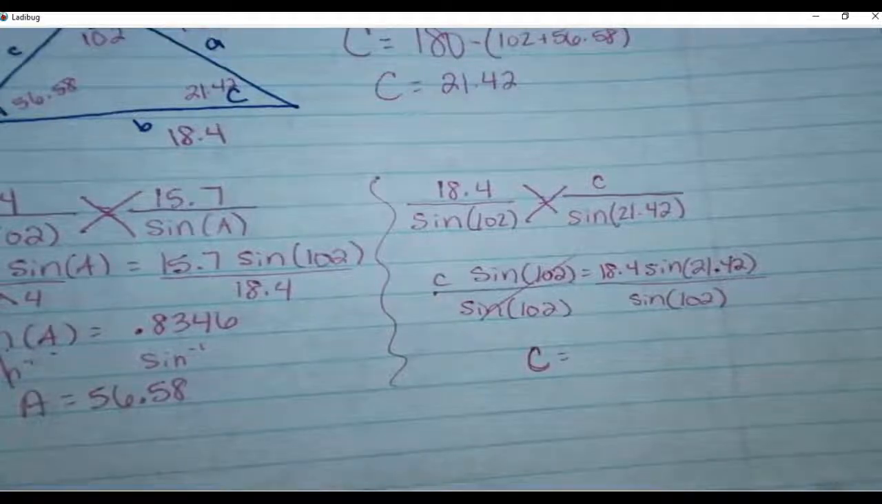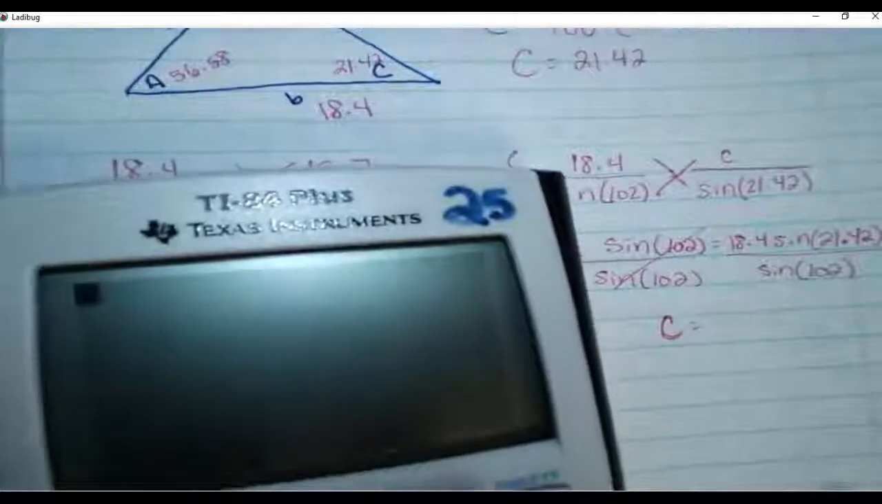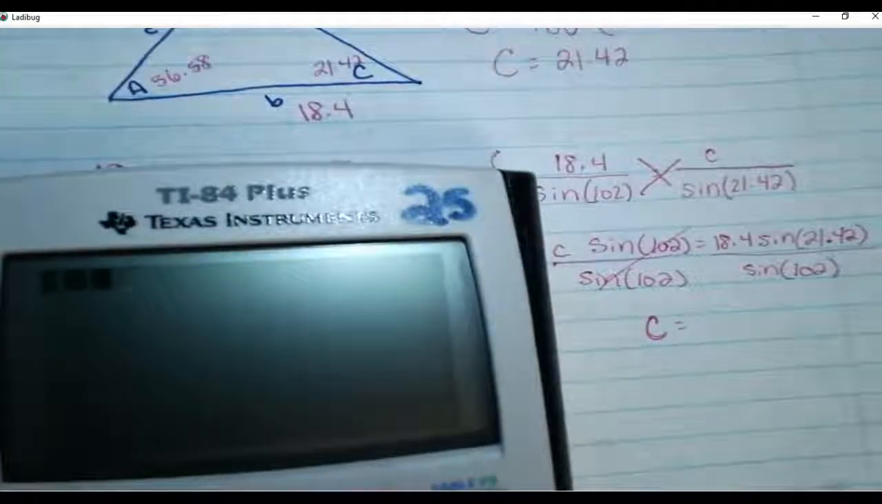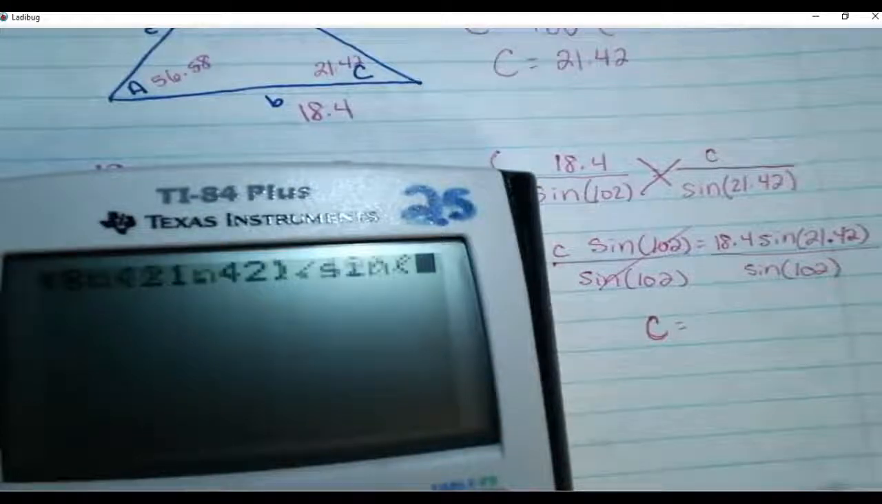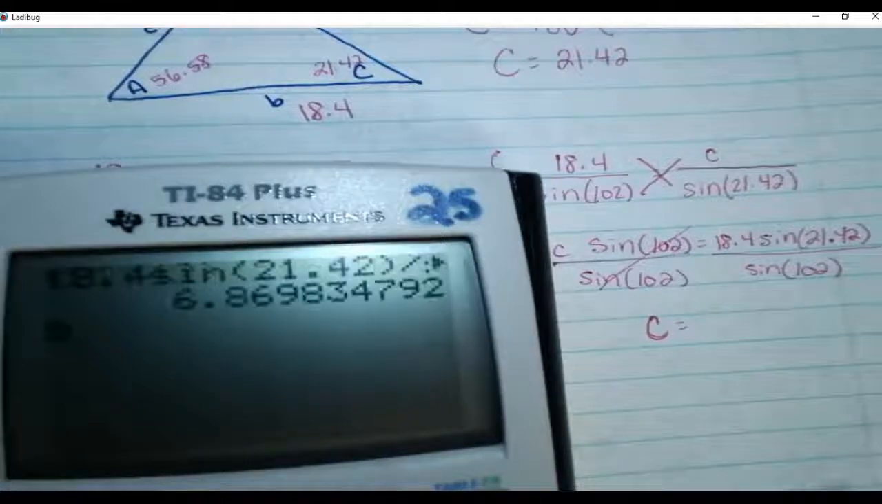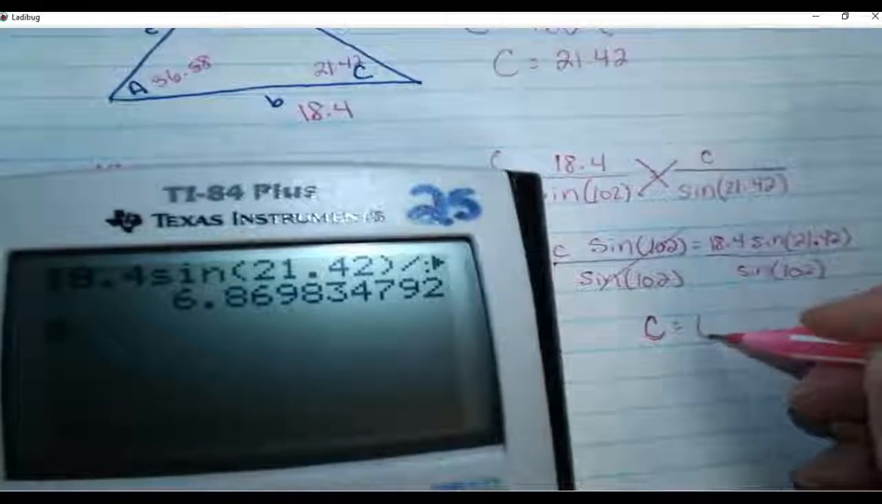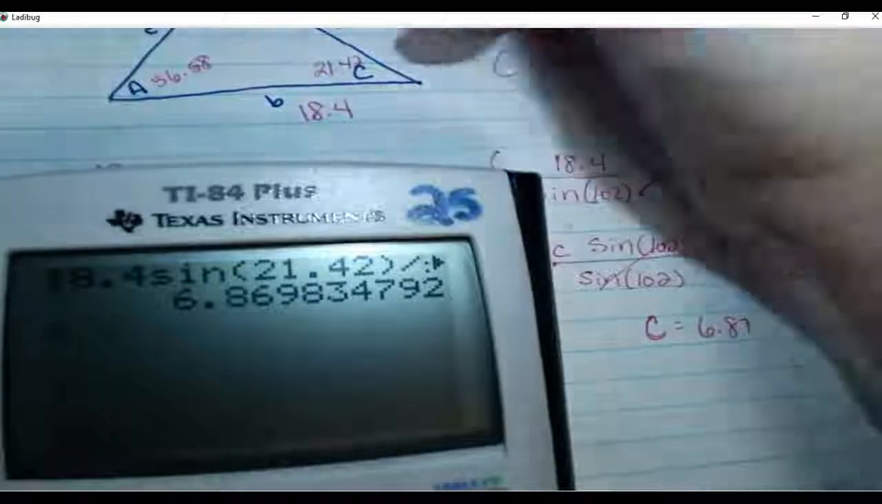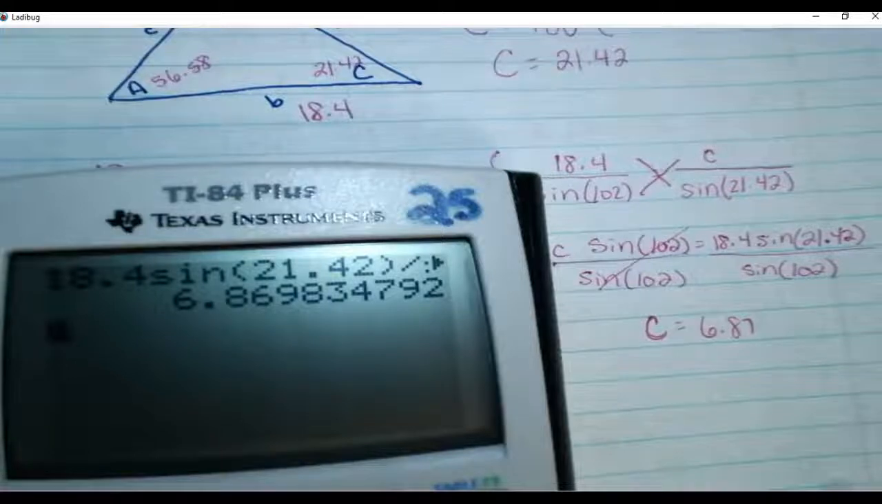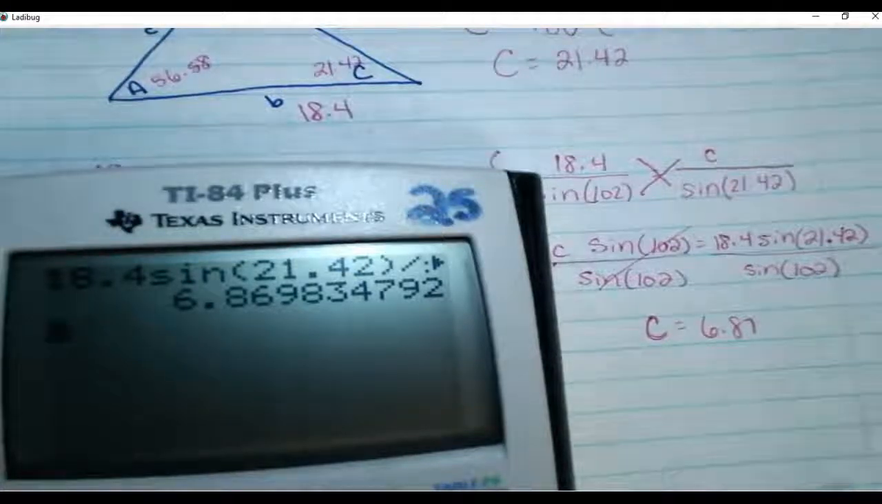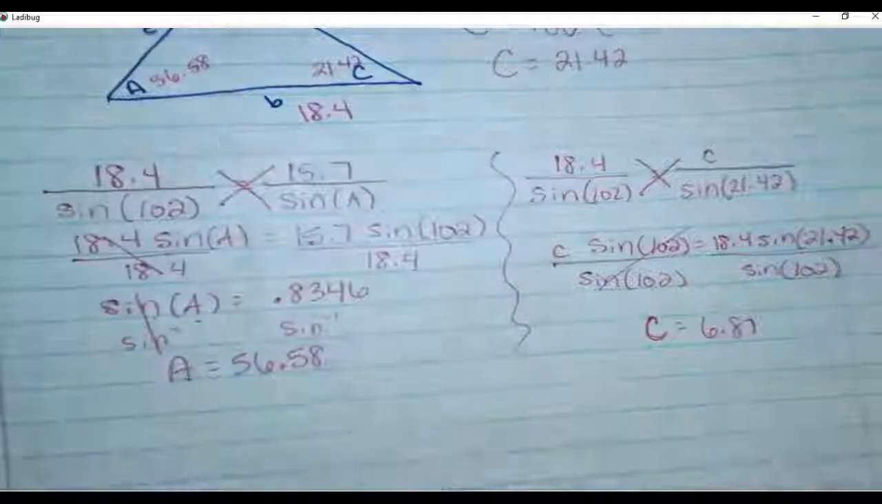And again, you can type all that in at the same time as long as you close those parentheses. So 18.4 sine 21.42, close them, divided by sine of 102. And so hopefully you get 6.87. Questions? So hopefully not too terrible to solve. Just some ratios.